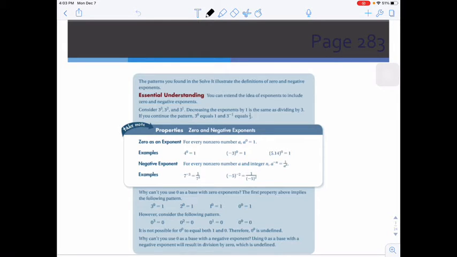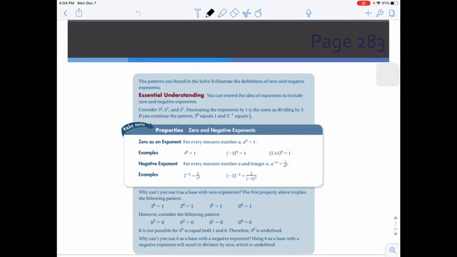Consider 3 cubed, 3 squared, and 3 to the first. Decreasing exponents by 1 is the same as dividing by 3. If you continue the pattern, 3 to the 0 equals 1, and 3 to the negative 1 equals 1 over 3. For every non-zero number a, a to the 0 equals 1. For example, 4 to the 0 is 1, negative 3 to the 0 is 1, 5.14 to the 0 power is 1.